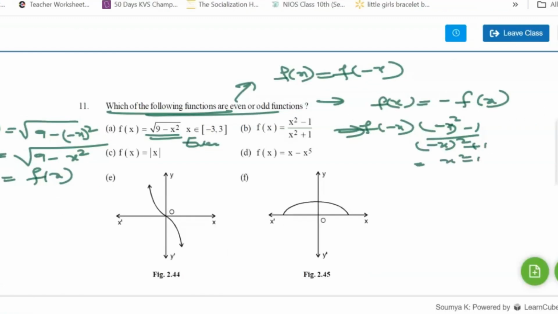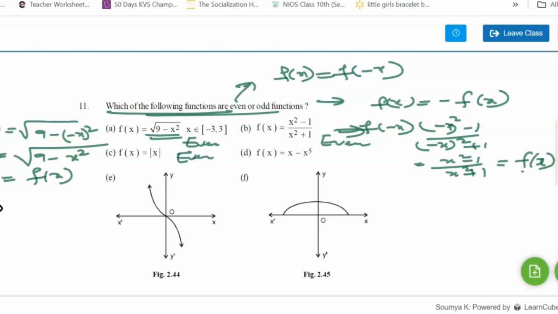It will be x square plus 1, which implies it is f of x itself. So f of minus x becomes f of x, both are the same. So these are even functions. And if you consider this C function also, it will be even because it is an absolute value.